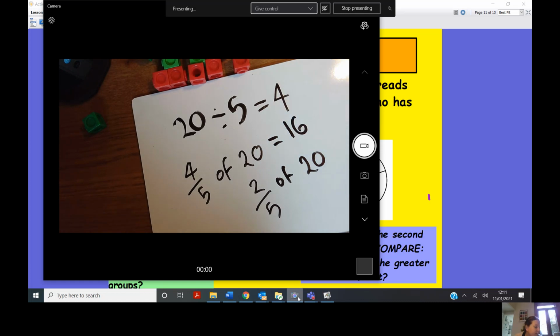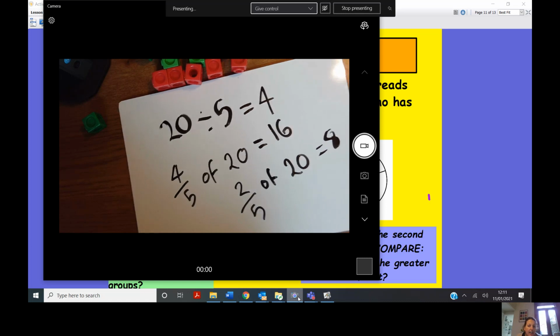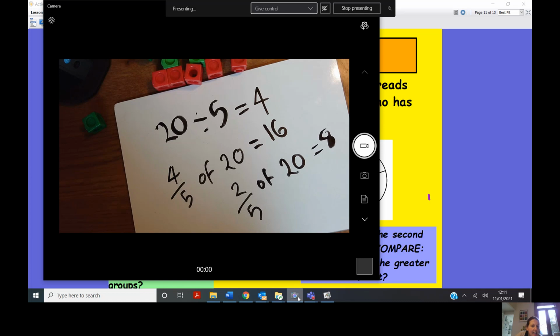2/5 of 20. Divide by the bottom. We've already done that. 20 divided by 5 is equal to 4. Multiply by the top, the numerator, 2 times 4 is equal to 8. Therefore, looking at here, I can see that 16 is a larger number than 8 because there is one 10 in 16 and there are no 10s in 8.